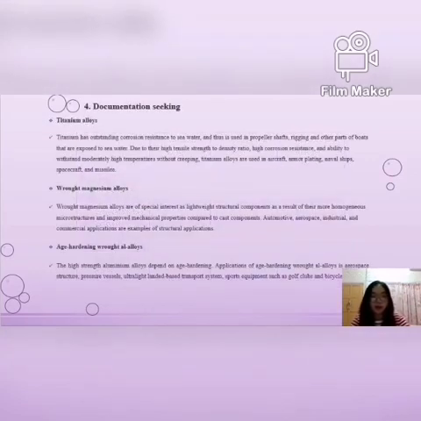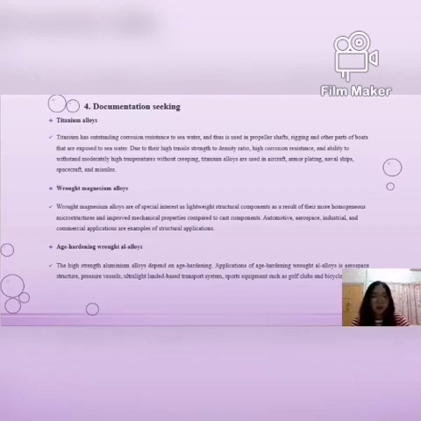The last step is documentation seeking. It is used to support the information for the material candidates. First, titanium alloy. Titanium has outstanding corrosion resistance to seawater and thus is used in propeller shafts, rigging, and other parts of boats that are exposed to seawater. Due to their high tensile strength to density ratio, high corrosion resistance, and ability to withstand high temperature without cracking, titanium alloys are used in aircraft, armor plating, naval ships, spacecraft, and missiles.